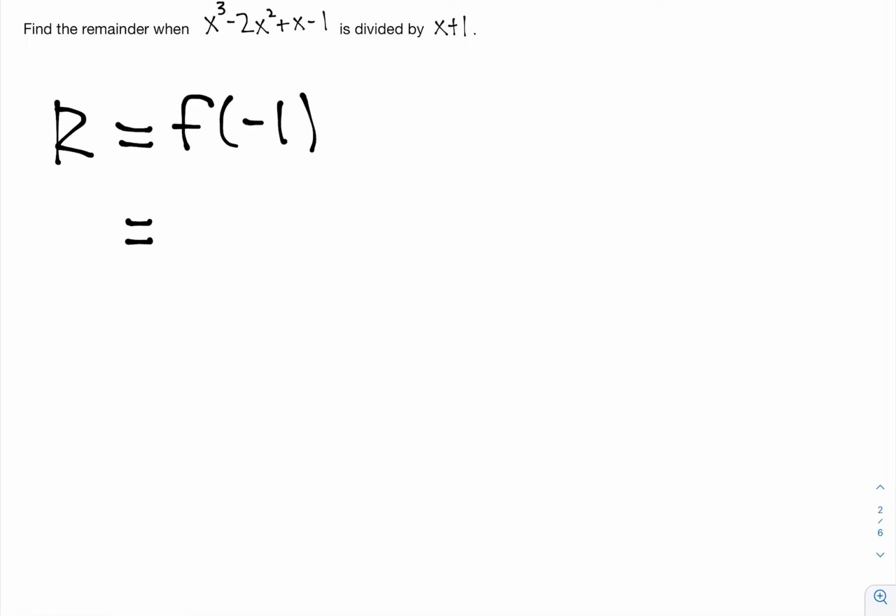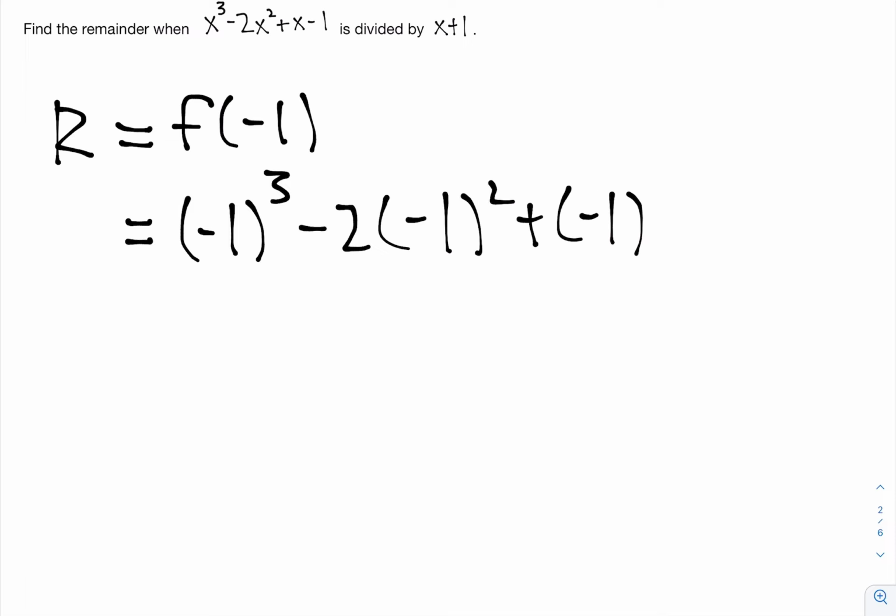So f of negative 1, we're just going to put in negative 1 wherever we see x in this function. So negative 1 cubed minus 2 times negative 1 squared plus negative 1 minus 1. Negative 1 cubed is negative 1 times negative 1 times negative 1, so that's negative 1, minus 2 times negative 1 squared. Negative 1 squared is positive 1, and negative 2 times positive 1 is negative 2. Plus negative 1, that's just the same as minus 1.